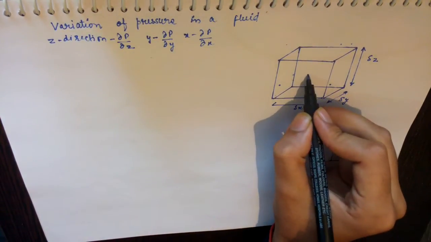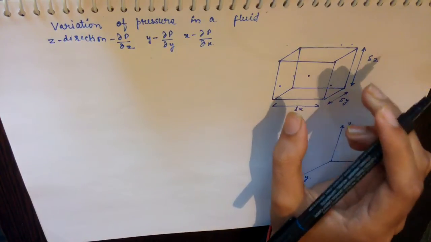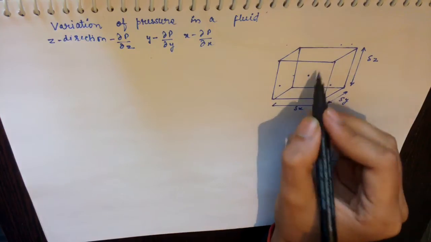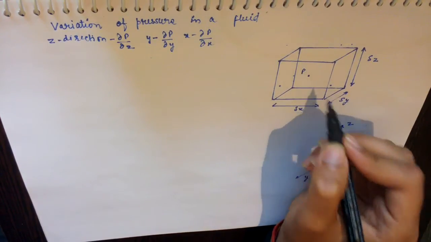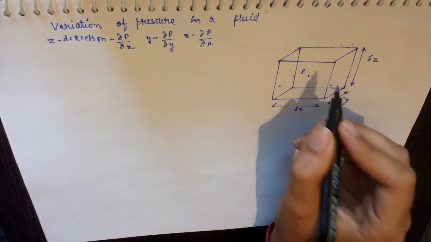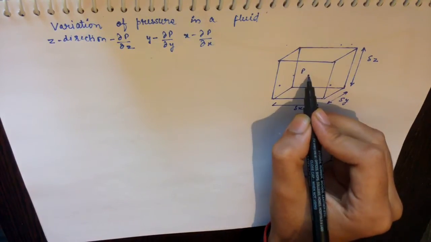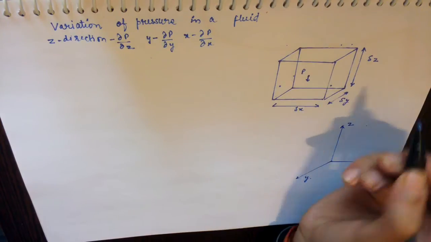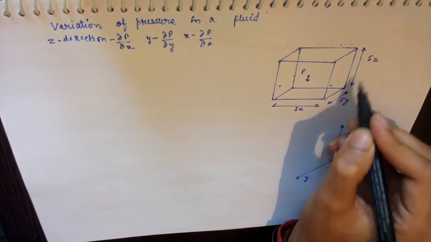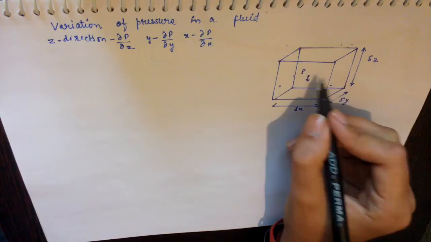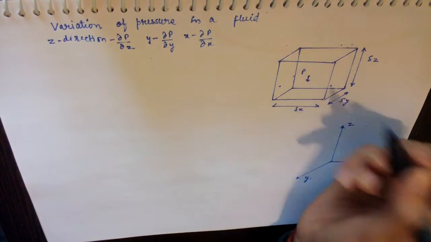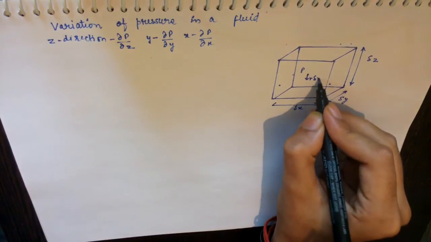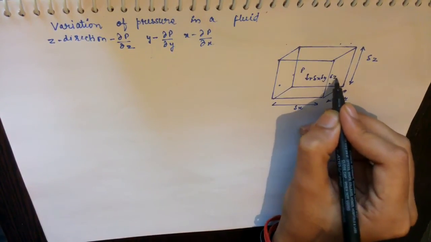Let's first suppose that at the center of this small elemental fluid volume the pressure is p. And the weight of this elemental fluid will be rho g delta x, delta y, delta z, that is rho g into volume, and rho g we are assuming as gamma. So this will be gamma times delta x, delta y and delta z.